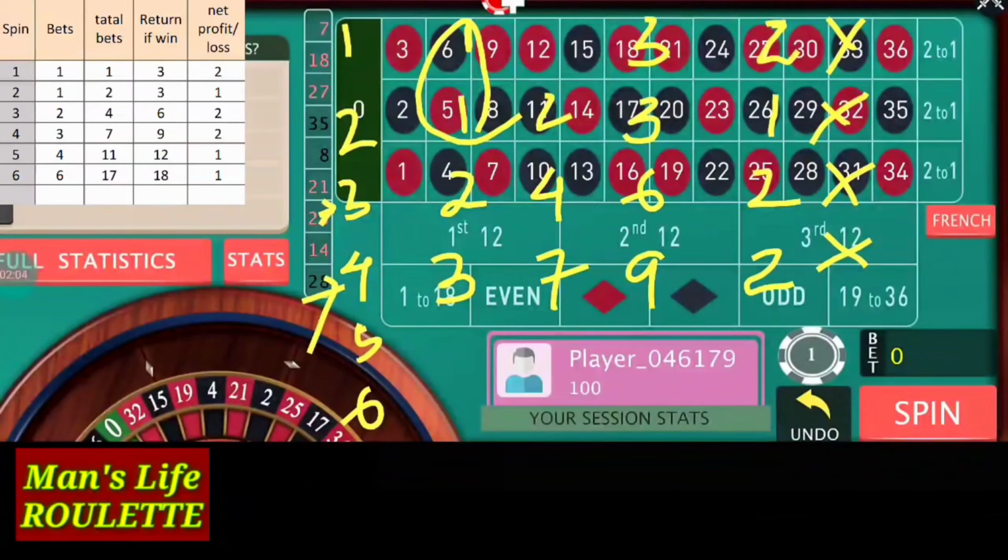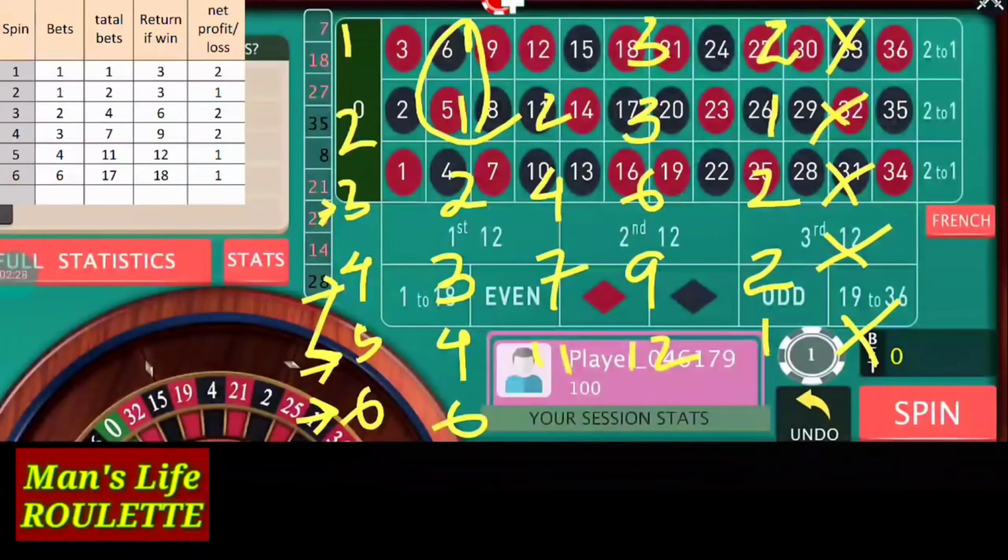Suppose you lose this spin also, then your next spin will be the fifth spin with $4 at any dozen, so that your total bets now will be $11, and if you win you will get back $12, and your profit will be $1. Similarly, if you lose this spin also, then your next spin will be the sixth spin which will have 6 units at any of the dozen, and your total bets now is $17, and if you win you will get back $18, and your profit will be $1.